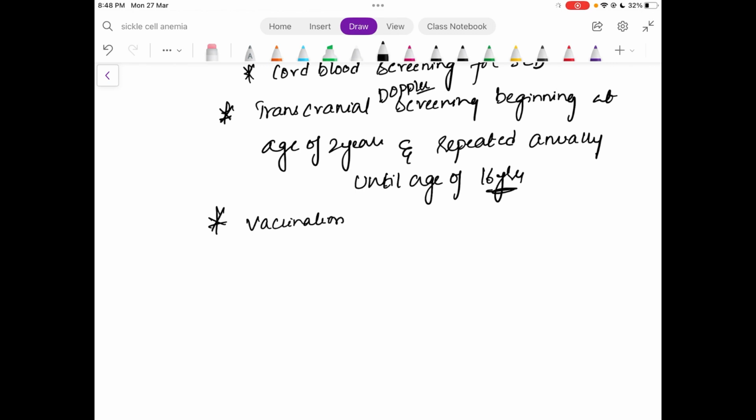Vaccination with pneumococcal vaccine, and you have to give folic acid for sickle cell disease patients. This is about clinical manifestations and treatment of sickle cell disease. This completes sickle cell anemia.